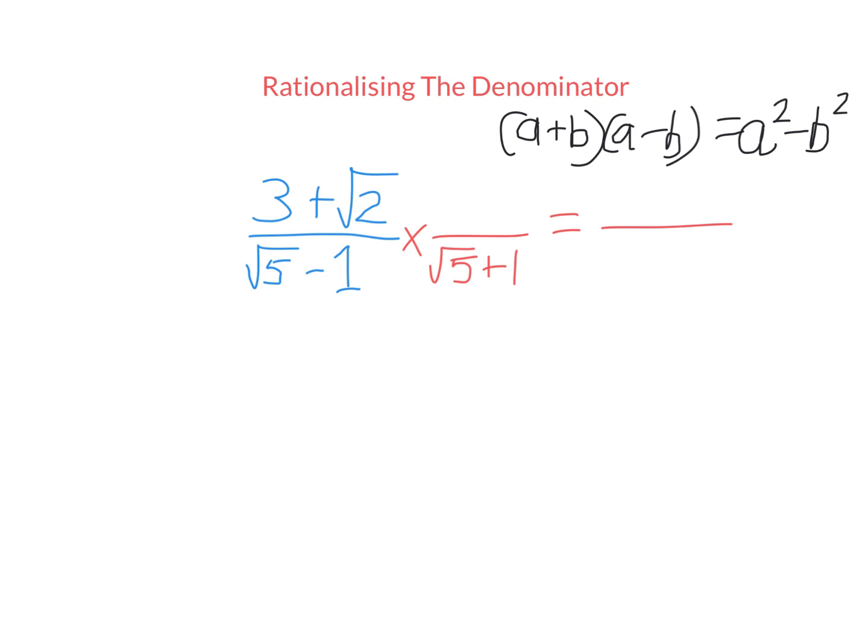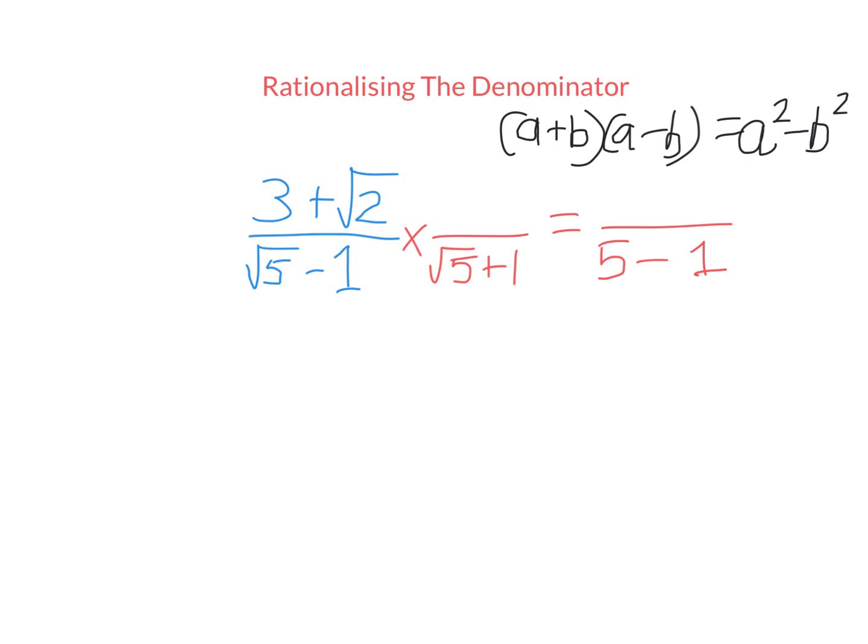Well, this rule here means square root of 5 minus 1 times square root of 5 plus 1. You just square the first. Root 5 squared is 5. 1 squared is 1. And you stick a minus between them. So if I multiply root 5 minus 1 and root 5 plus 1, I will get a rational answer.